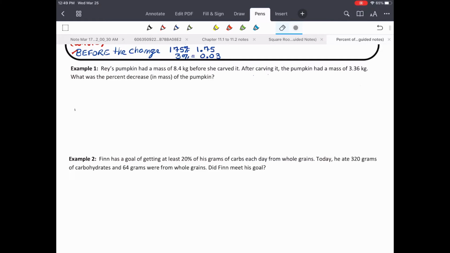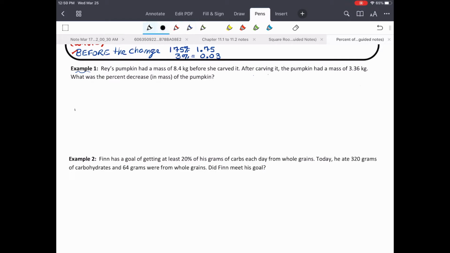Okay, now to the first example here, example 1. The first thing you want to do is actually read the problem. That is actually an important step. It says Ray's pumpkin had a mass of 8.4 kilograms, kg is kilograms, before she carved it. After carving it, the pumpkin had a mass of 3.36 kilograms. So what was the percent decrease in mass of the pumpkin?